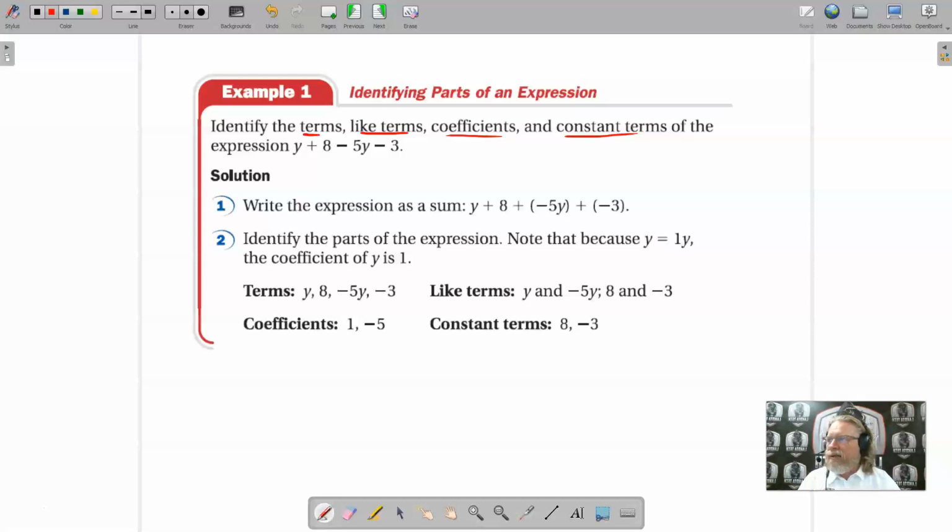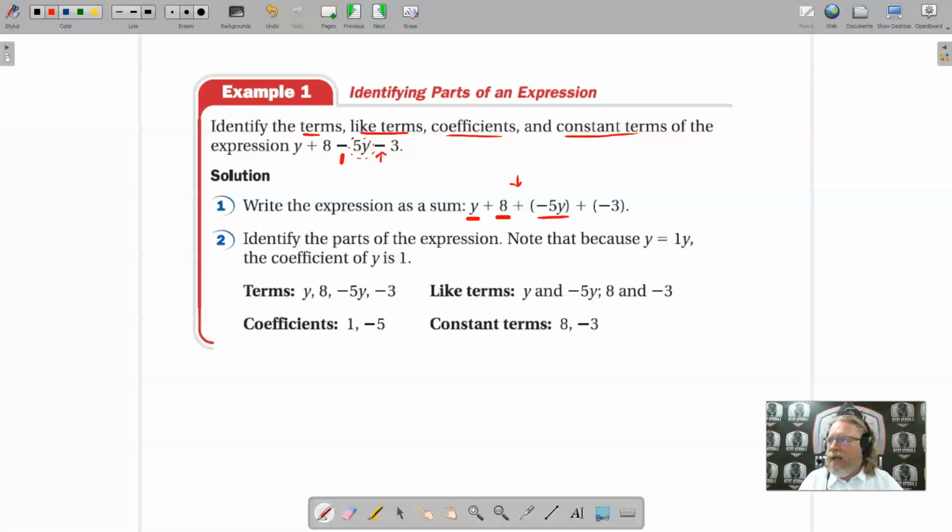So our solution is to first write the expression as a sum. So we see here that we have y, and we have 8. And here we have subtraction, right? So let's go ahead and change this subtraction to addition, and then take the opposite of the next value, which is -5. So that's where we get this -5y.